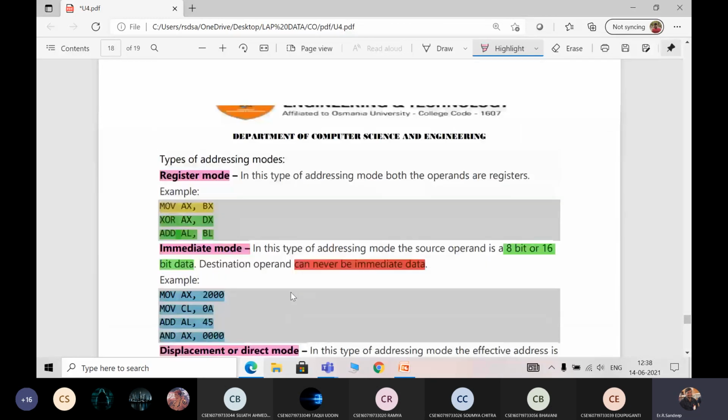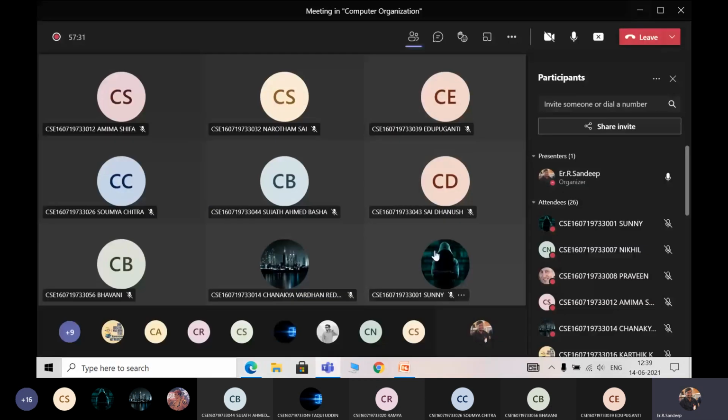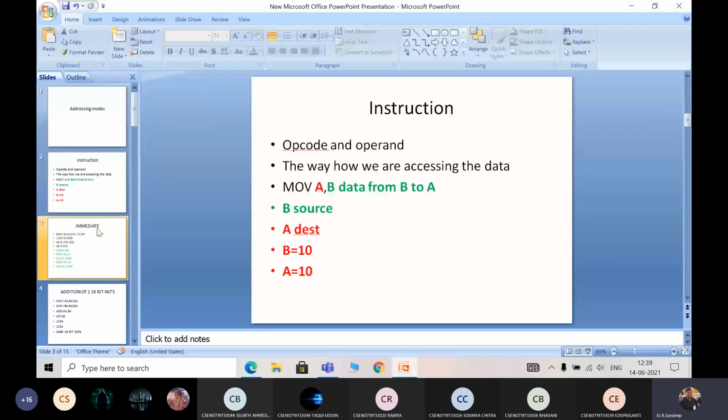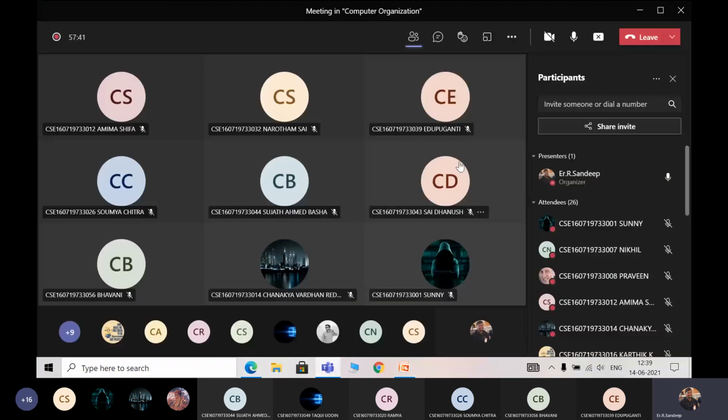But when we are writing programs, we will use all of these, not just a single one. We will make use of each and everything. Fine, so that's about the 8086 addressing modes. With the help of examples, I explained each and every addressing mode in detail. If you have any queries, you can ask me as well.